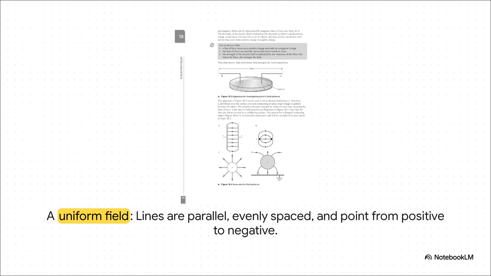Now this leads to a really important setup. If you take two metal plates, charge one positive and the other negative, and put them parallel to each other, you create this beautiful, perfect, uniform electric field in between. The lines are straight, they're evenly spaced, it's perfect. This means the force is the same everywhere between the plates. And this setup is a huge deal in electronics, particle accelerators, you name it.